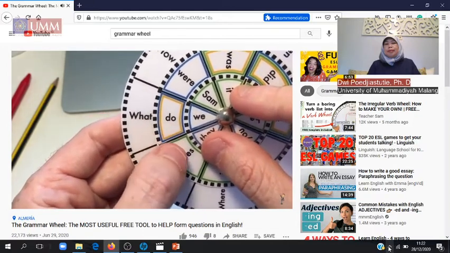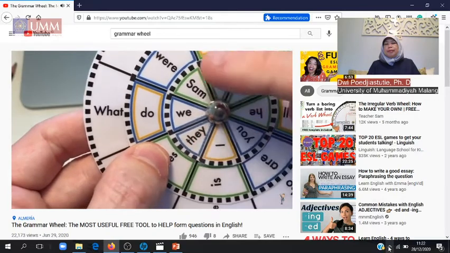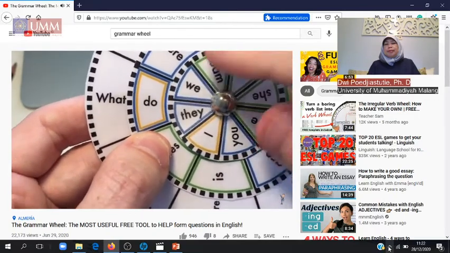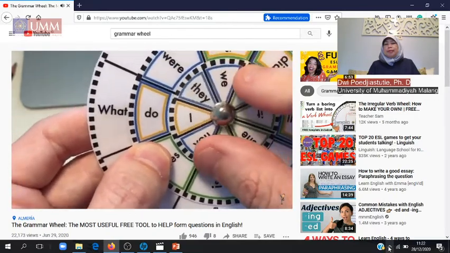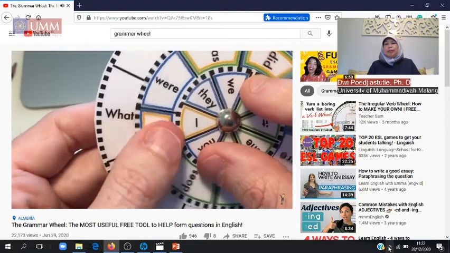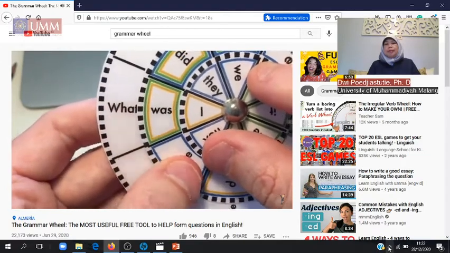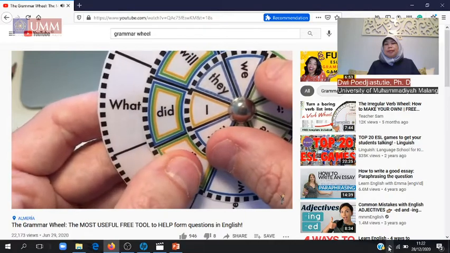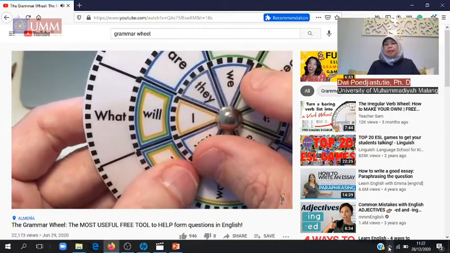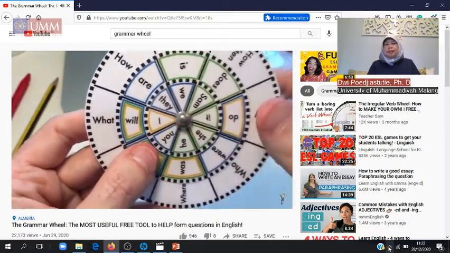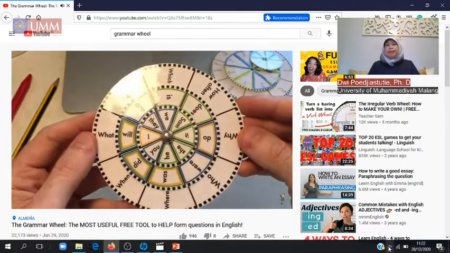Now as you can see, do here has an orange. The only one in the wheel that has an orange is I. So we can say what do I. We can also use what was I, what did I, and what will I. There you go. This is the grammar wheel.